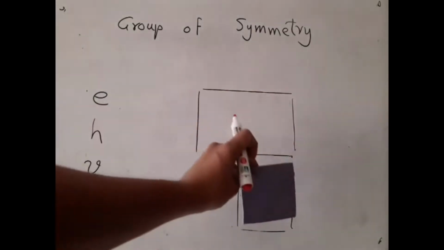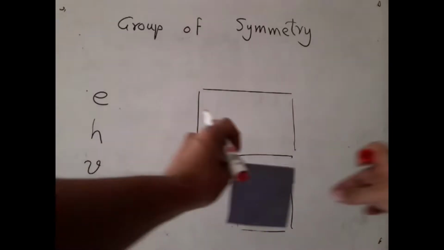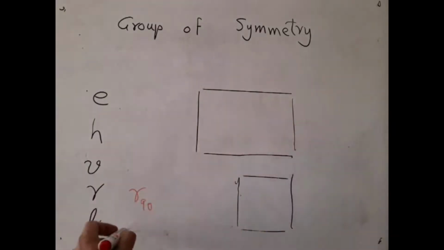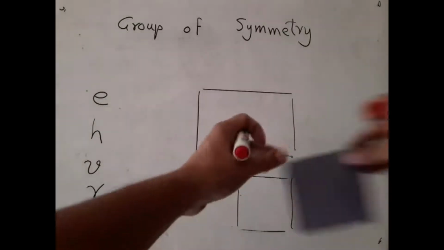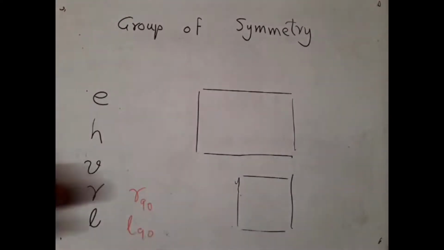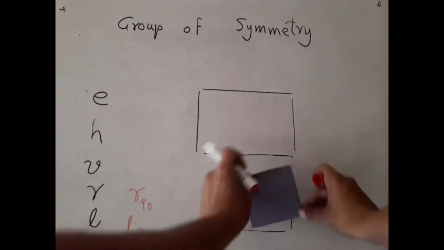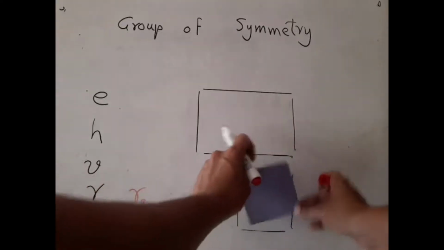Of course, you can still do R90 twice. In that case, you get to this R. Similarly, I can do L90. And if you can do R90, you can also do R270, which you can feel is same as L90. Well, if I turn it 3 times, 1, 2, 3, that is same as turning it only once like this.